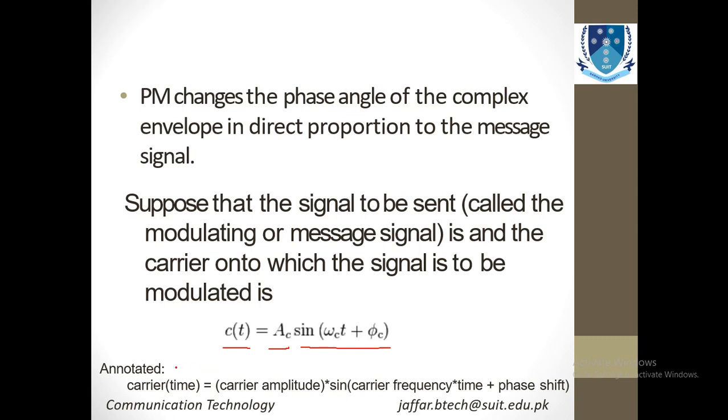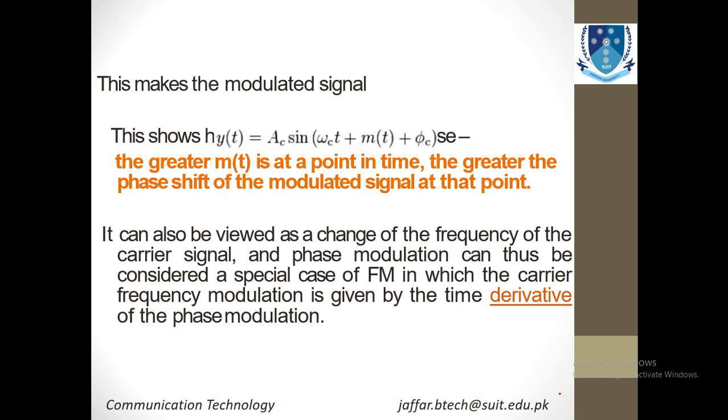The annotation for this phase modulation is given as follows. The same equation has the annotation: carrier amplitude, sine, carrier frequency times time, and the phase shift. So this makes the modulated signal: h of phi of t is equal to AC sine of omega c t plus m of t plus phi of c. The greater m of t is at a point, the greater the phase shift of the modulated signal at that point. It can also be viewed as a change of the frequency of the carrier signal, and phase modulation can thus be considered a special case of FM, in which the carrier frequency is given by the time derivative of the phase modulation.